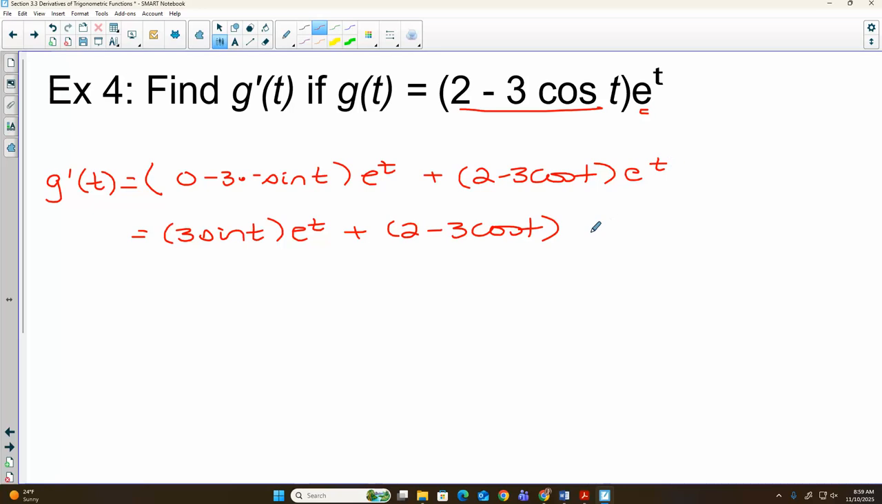E to the t. Okay, so here's what we have. At this point, everything has an e to the t, so you could just take it out. And that leaves us with 3 sine t plus 2 minus 3 cosine t. You could also multiply through the e to the t and just put it in front of each term. So either way, factor it out or put it with each term.